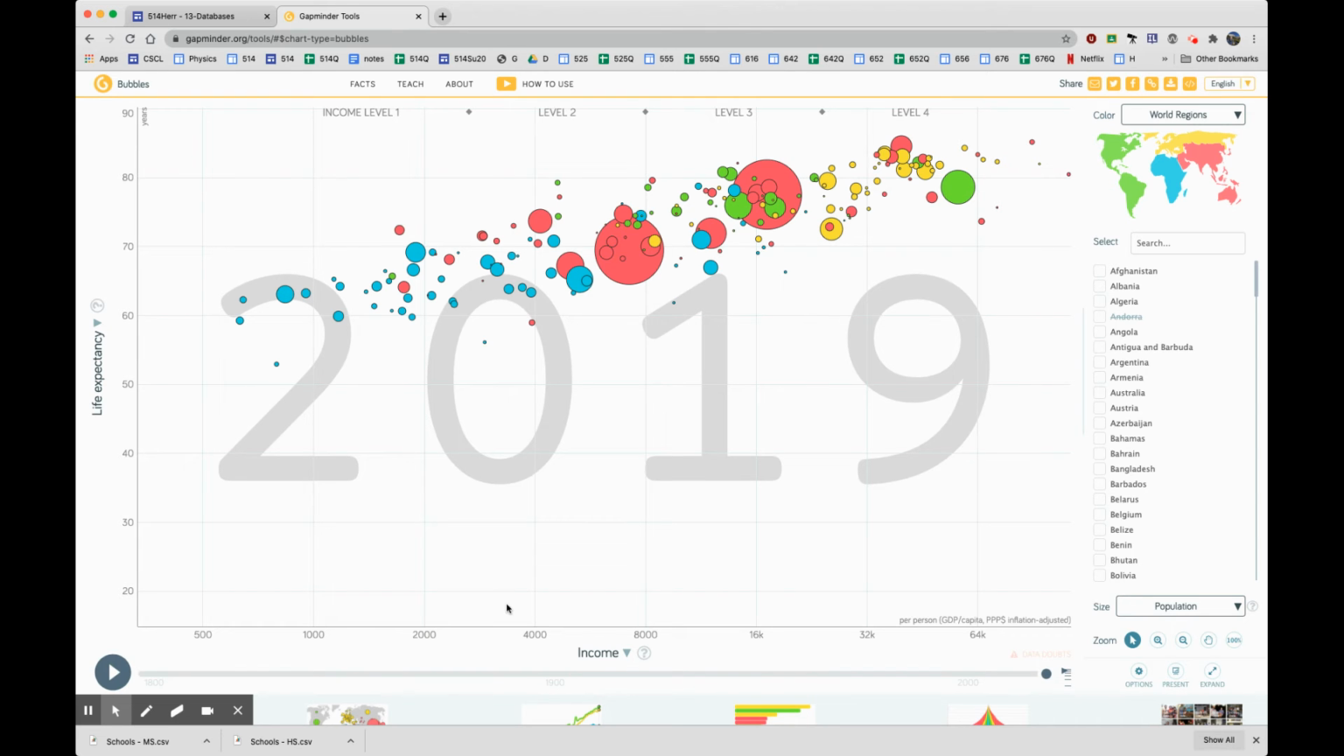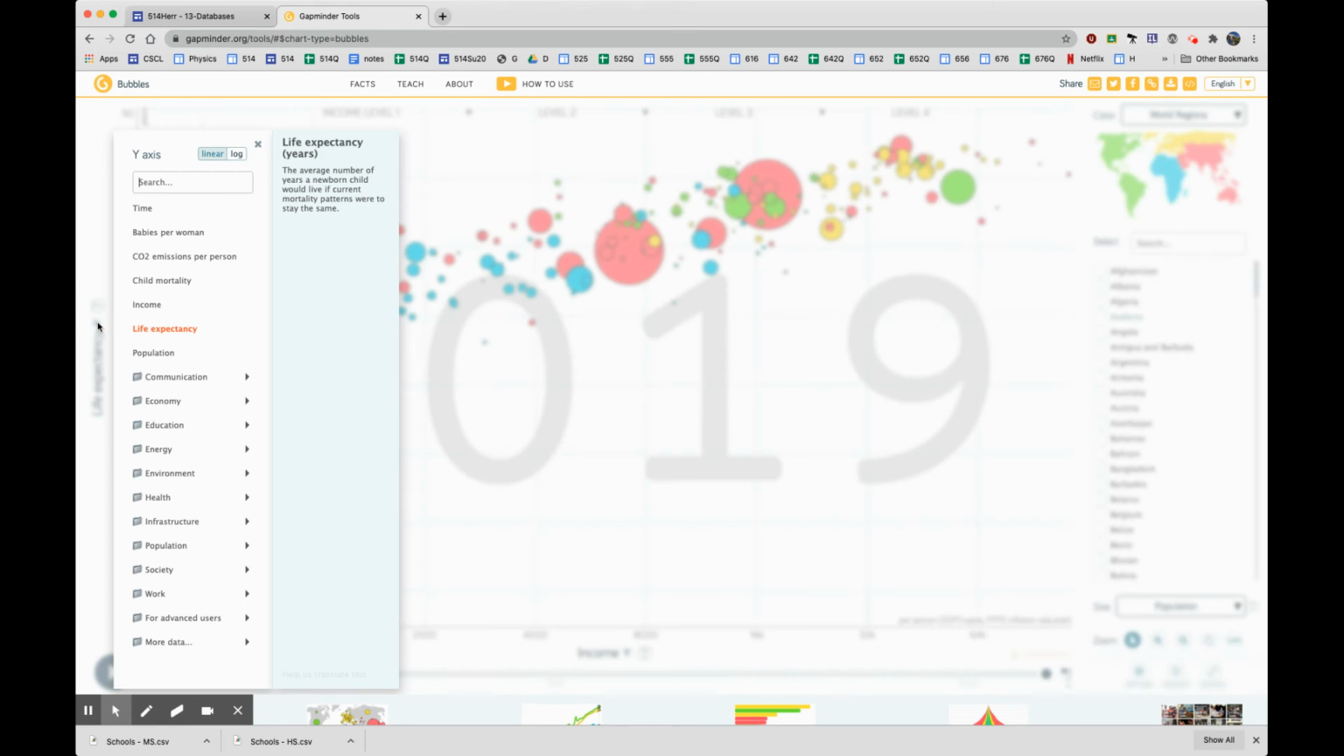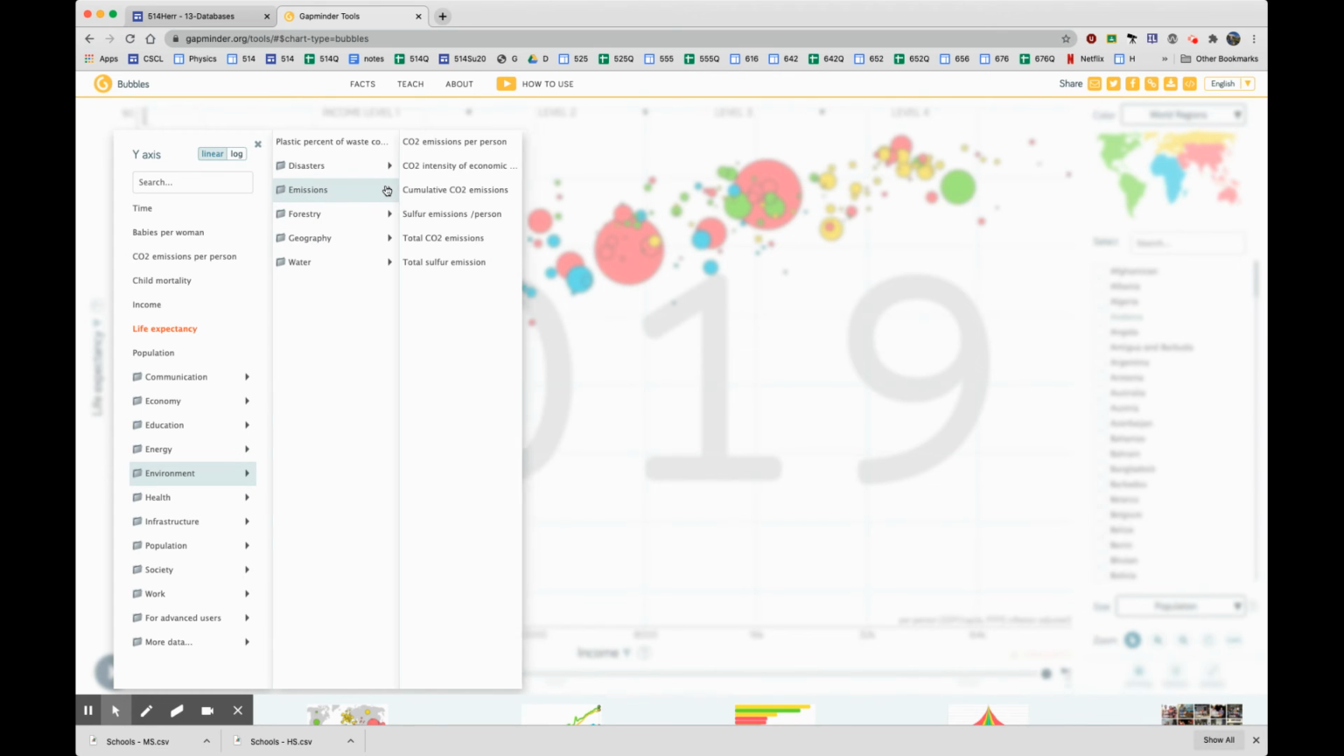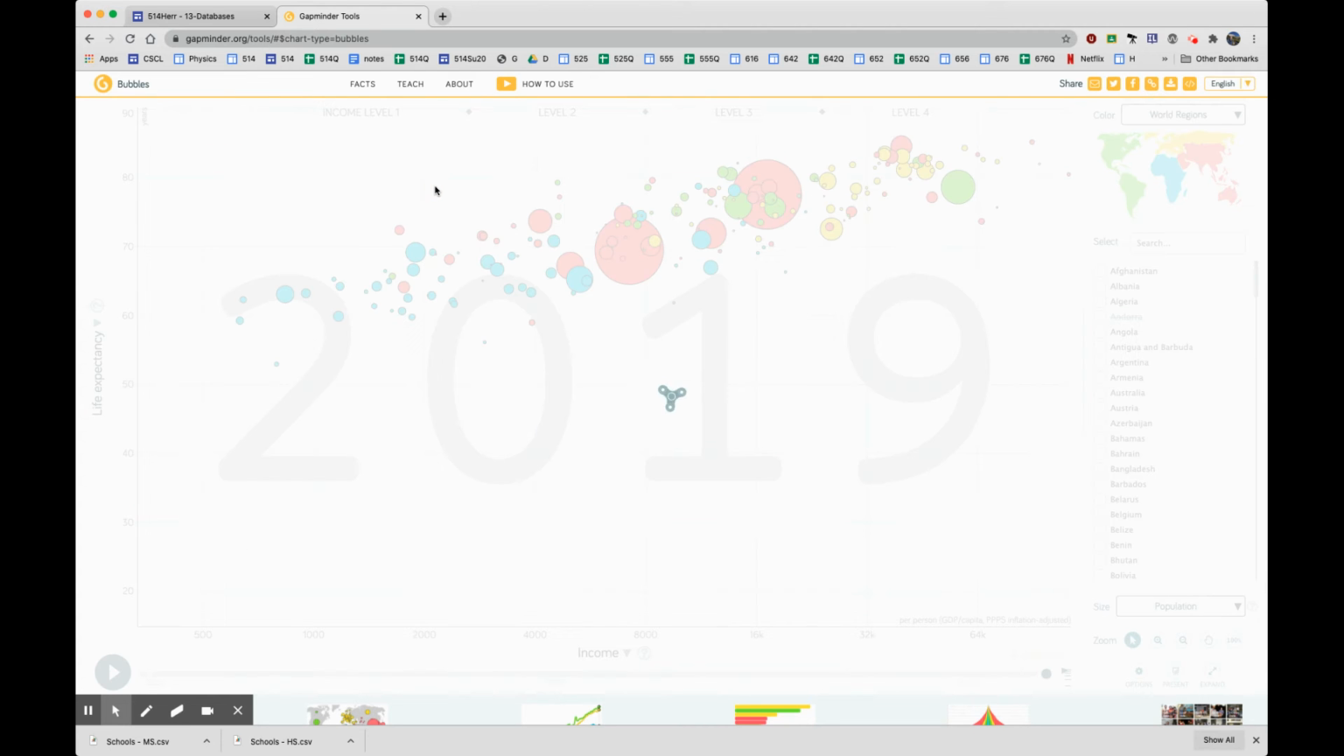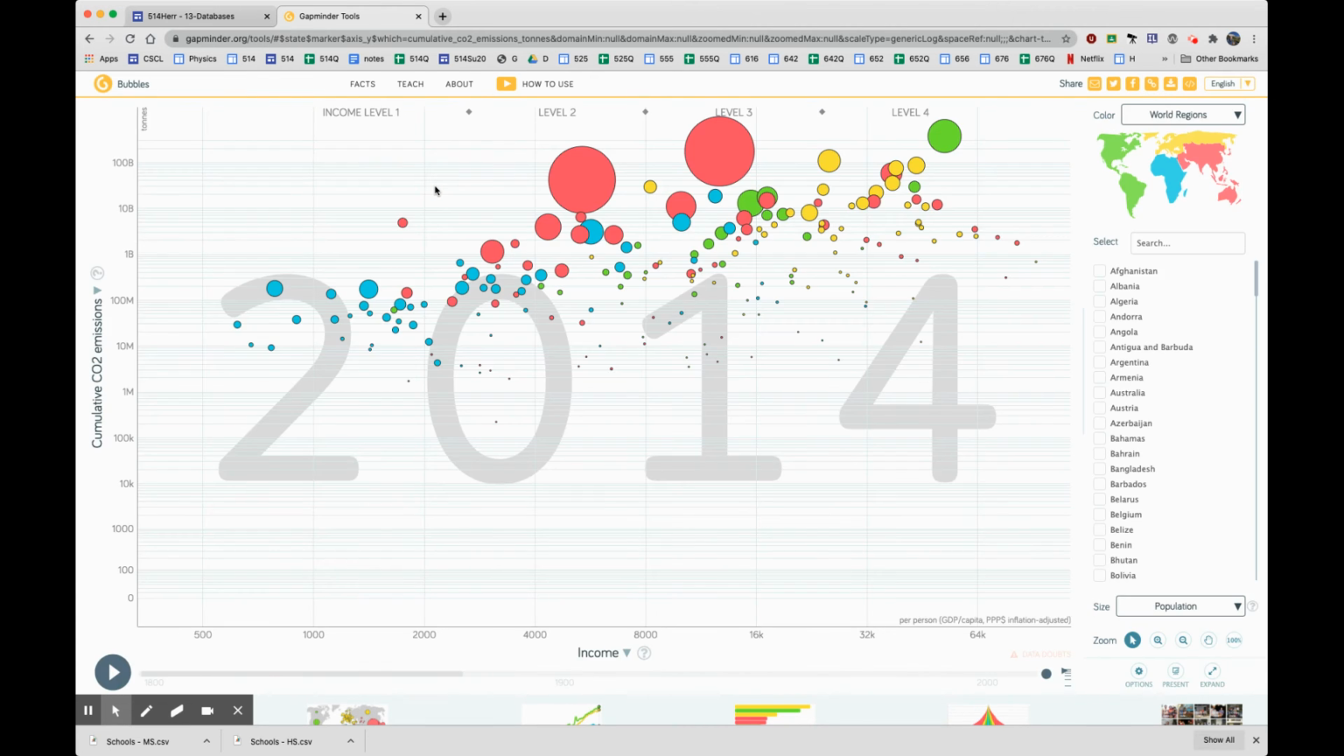And again, we can't consider these to be independent and dependent variables because we can't presume that the income is changing life expectancy, although we can maybe presume that there's some relationship. They happen to be correlated, not necessarily causal. So let's say I want to look here at some other feature, let's say the environment, and I want to look for maybe emissions. I want to see, well, how about the cumulative CO2 emissions? How much carbon dioxide are countries producing over time?